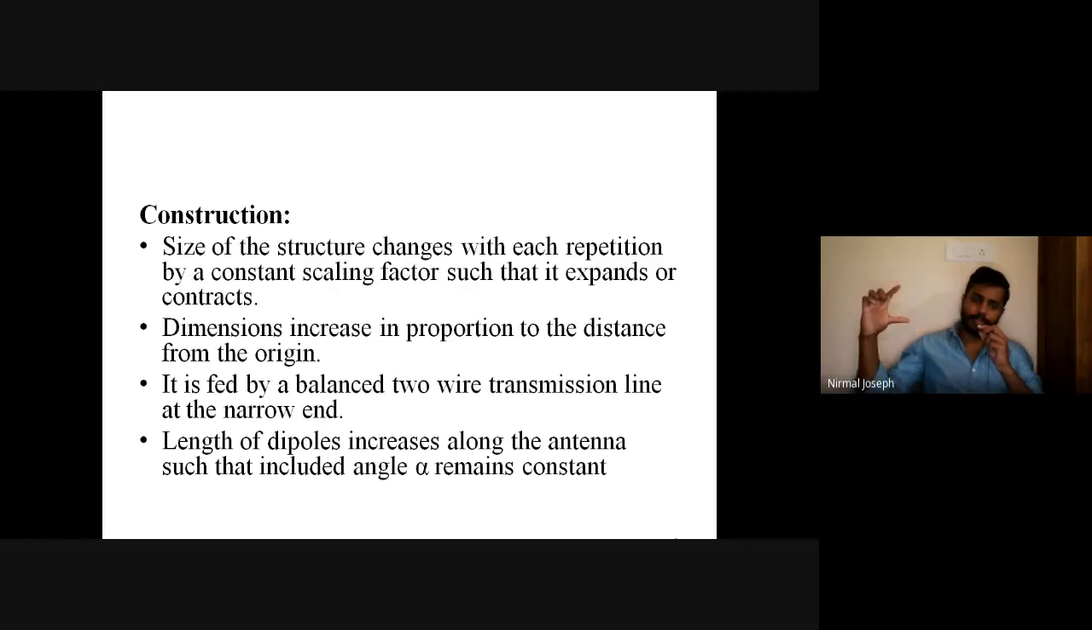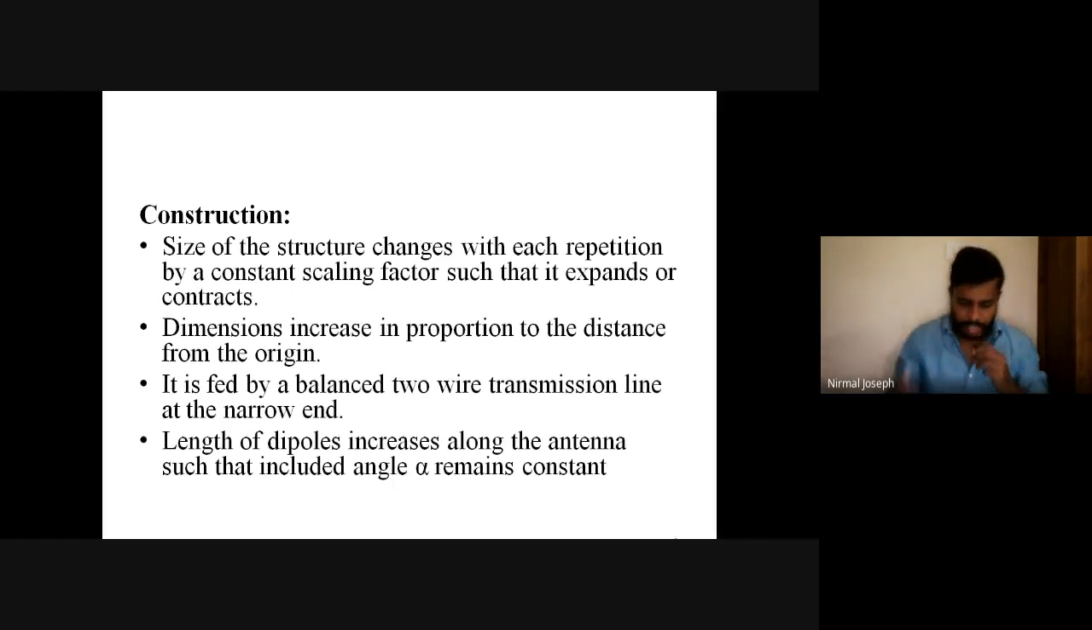So where do we have to feed this array? The answer is it is fed by a balanced two-wire transmission line at the narrow end. So the origin will be the narrow end. There we will give the feed. Since all the antenna elements are... which type of elements are we using here?